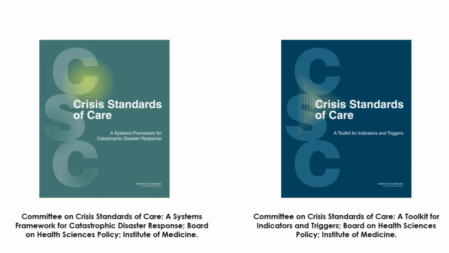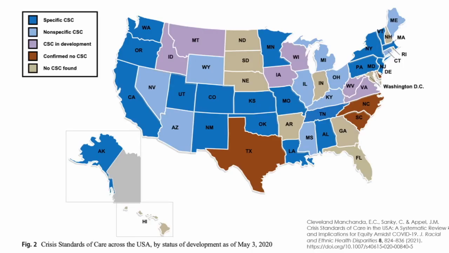And then these two, and we kind of already referenced one, both of these were put out again by the Institute of Medicine, the Committee on Crisis Standards of Care, in 2012, a systems framework for catastrophic disaster response. And then 2013, the toolkit for indicators and triggers. But we've discussed that this is an evolving process. Emergency medicine, emergency management have changed a lot in the last decade.